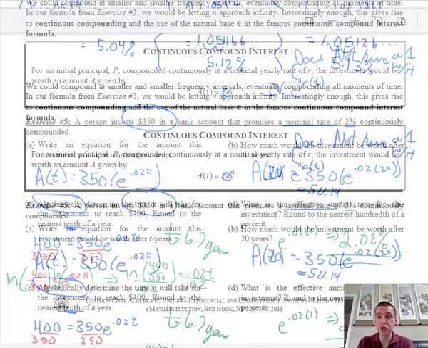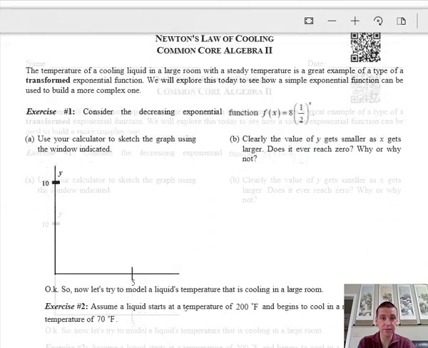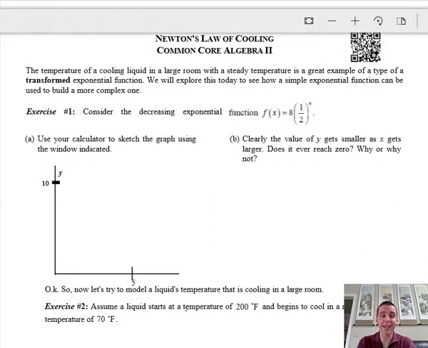Okay, moving on to Newton's law of cooling. It's this idea that a liquid cools continuously at a continuous rate. It doesn't cool at every 5 minutes. It doesn't decide to cool a certain amount. It's cooling at a continuous rate, and that's what we're going to be talking about here. So let's look at the first exponential function they give us. F of x equals 8 times 1/2 to the x. If we use our calculator, I'm not going to do that right now. You can do it.